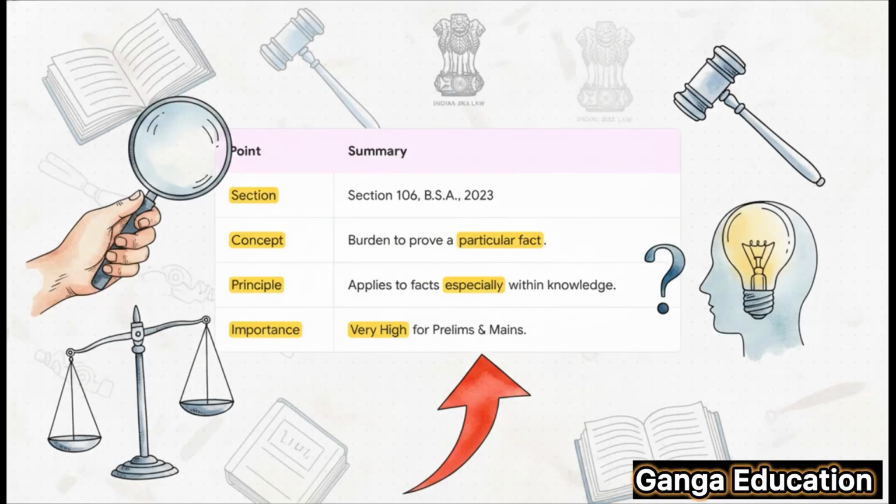3 things you absolutely must remember. First, the section number, Section 106. Second, the core concept. The burden to prove a particular fact is on the person who asserts it. And third, the key principle. It applies to facts that are especially within the knowledge of a person. And remember, its importance for exams is very, very high.